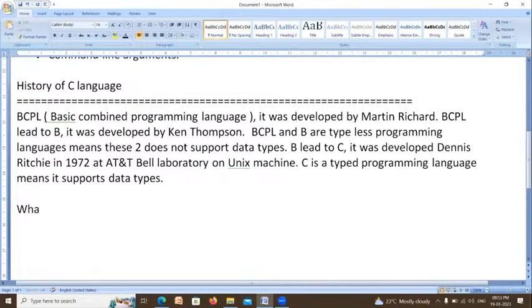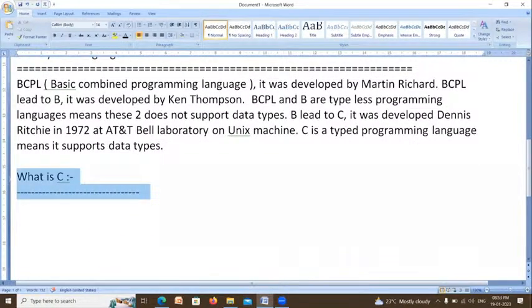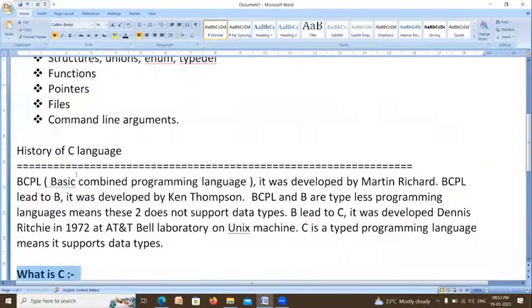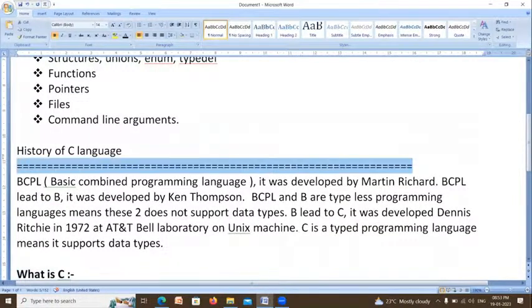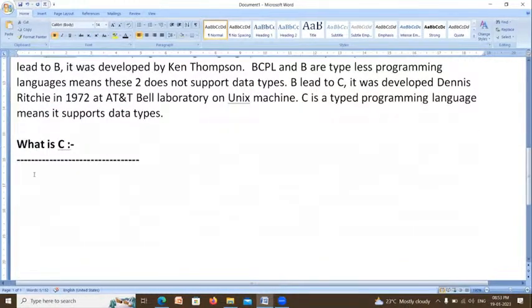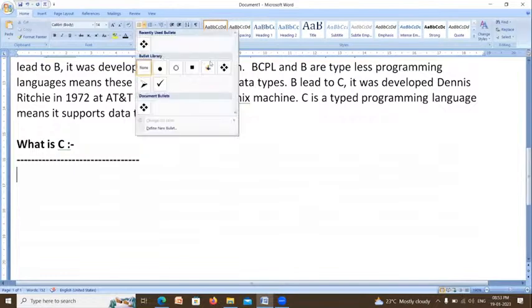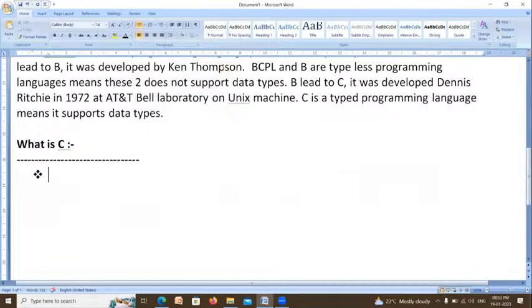Now, the next question is, what is C? What is the meaning of C? Actually, C is called a high-level programming language. But C supports the features of low level also. So C is a middle level programming language. C is called a high level as well as a middle level programming language.